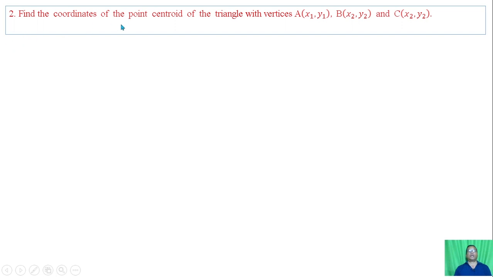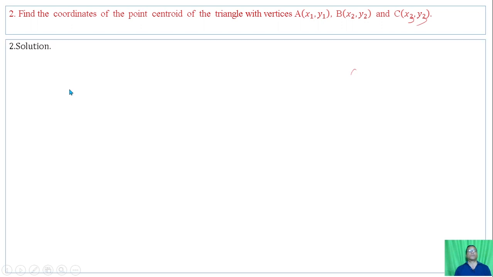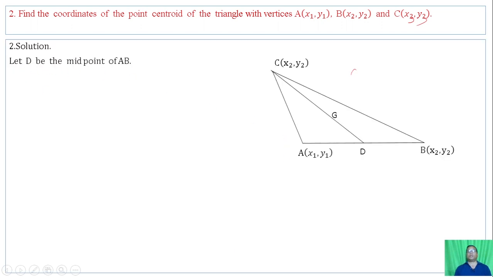2. Find the coordinates of the centroid of the triangle with vertices A (x1, y1), B (x2, y2), and C (x3, y3). We have to use the section formula. We have to find out the coordinates of the centroid. Let D be the midpoint of BC. D is the midpoint. Therefore, the coordinates of D are (x2 plus x3) divided by 2, (y2 plus y3) divided by 2.